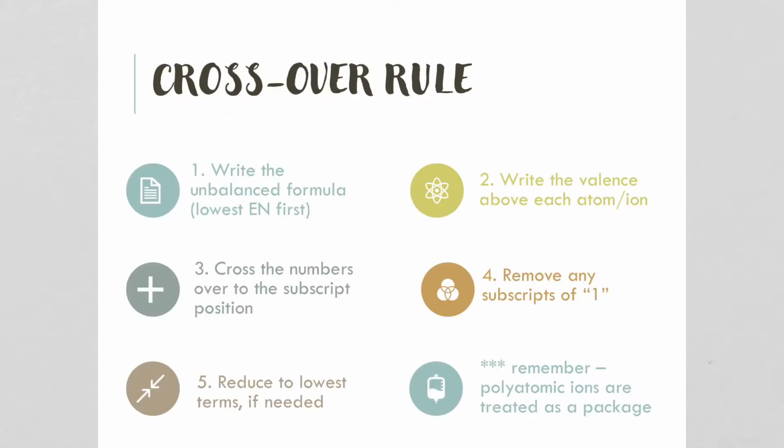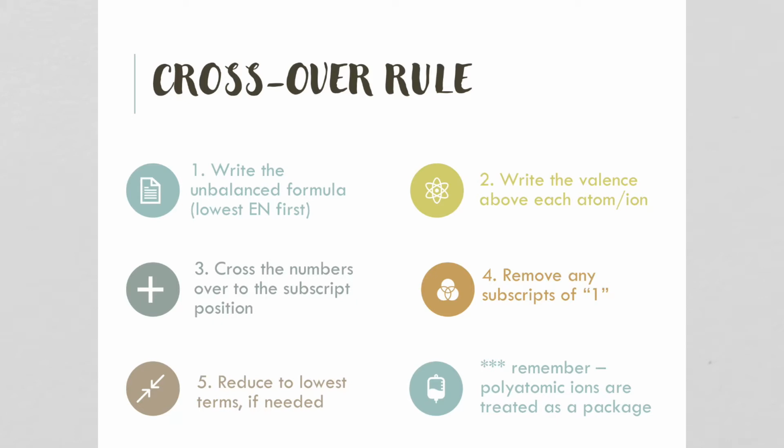So now we'll go over the crossover rule, how to come up with the chemical formula. This is review from grade 10 science, but I thought it was worth reviewing. The first thing you do is write the unbalanced formula, putting the lower electronegativity ion first, so the metal first. Then step 2, you write the valence, or the charge, above each atom or ion. And then you cross the numbers over to the subscript position. Remove any subscripts of 1. You don't need to record 1. And then, if needed, you reduce it down to lowest terms.